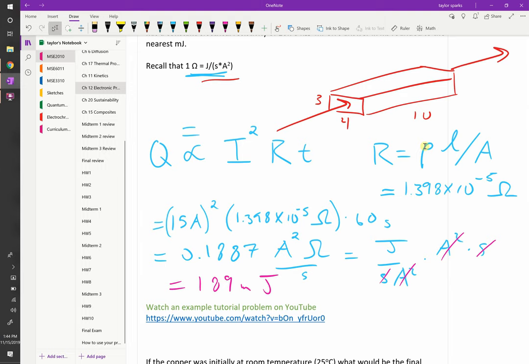So in the olden days, not even that long ago, your grandparents' homes might have had aluminum wires in them. They made aluminum wires for a while. But these are more resistive, among other problems, and that caused them to heat up more and actually became a fire safety issue. So now code requires that you use copper wires if you're going to have these large currents running through them. Okay, we'll pick up next time.